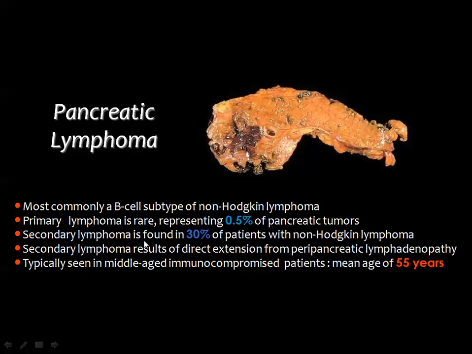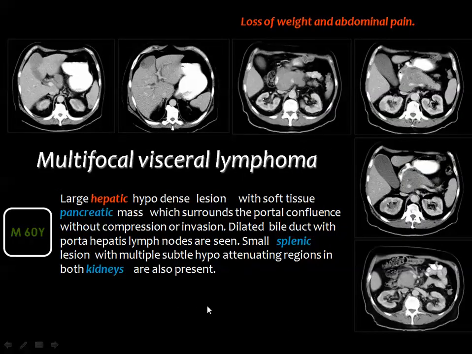In pancreatic lymphoma, the primary type is rare, then the secondary type is more common, found in about 30% of patients with non-Hodgkin lymphoma, and the age of presentation is around 55 years of age. And this is a case of lymphoma affecting multiple organs: the liver, you see a focal lesion; the spleen, another focal lesion; the pancreas, a mass which is bulky, uniformly enhancing, infiltrating the head and the body of the pancreas, as well as a focal lesion in the kidney. And this is lymphoma of the liver, pancreas, the spleen, and the kidney.